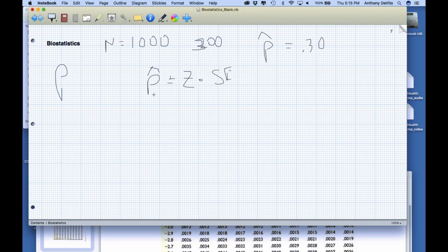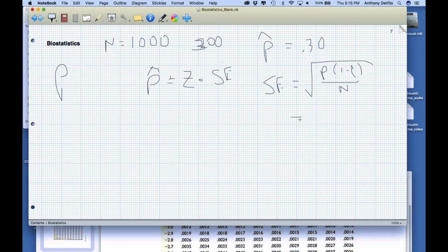So P-cap we know is 30% in this problem. The z-score is going to be either 1.64, 1.96, or 2.58 for a 90%, 95%, or 99% confidence interval. So now we have to calculate the standard error. Before, the standard error was the standard deviation of the population over the square root of n. For a proportion, we have to calculate it using this formula: the square root of p, or p-cap in our case, times 1 minus p, over the sample size. I wish I could draw this a little bit better.